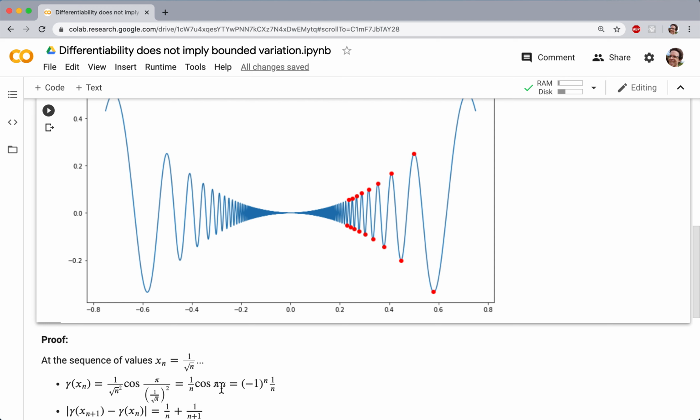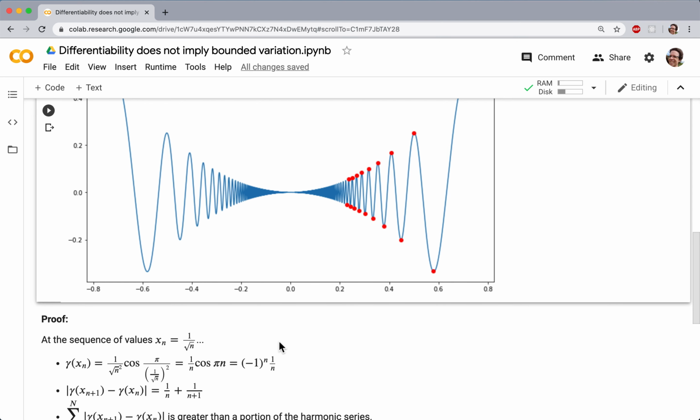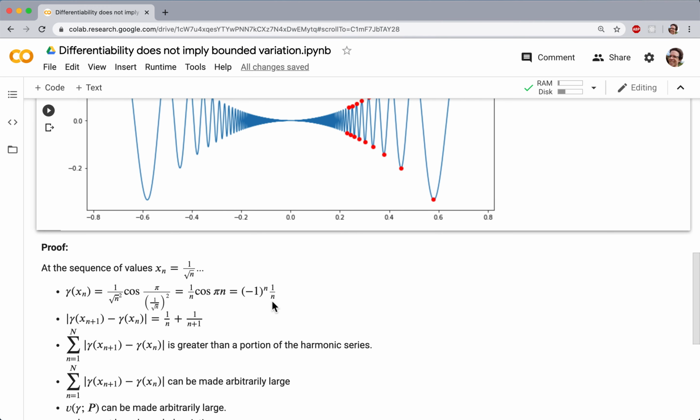If n is even, then cosine pi n will be 1. If n is odd, cosine pi n will be negative 1. And so we can rewrite cosine pi n as minus 1 to the n. And we just get an alternating harmonic here. So this is just an alternating harmonic. These are the values gamma applied to the points xn. So what we're learning here is that gamma here is exactly 1/2. Gamma here is minus 1/3. This is positive 1/4, minus 1/5, positive 1/6. So the gamma values at these points are the alternating harmonic.